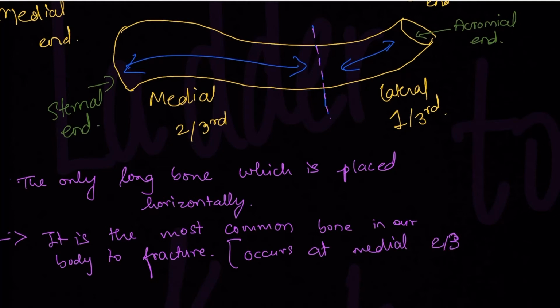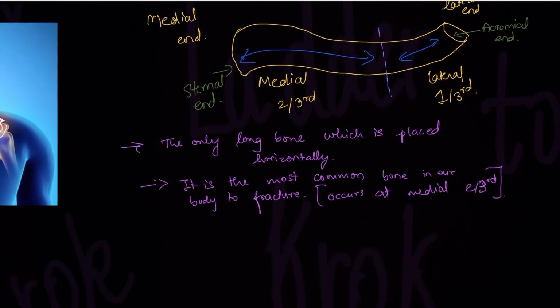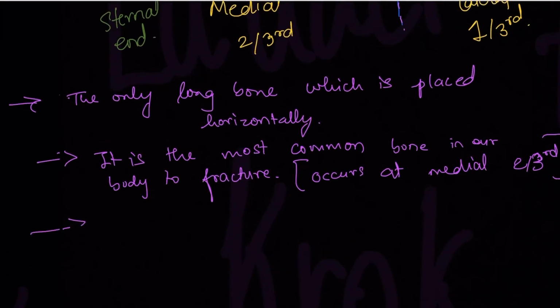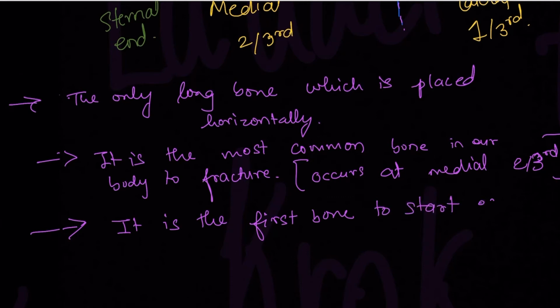Medial 2/3. Okay, and every bone is ossified, right? So it takes time for the bones to ossify. Children, small babies have brittle bones. So once they are ossified, they are known as strong bones, right? So ossification is where we are making the bone hardened and we are making it very strong. So it is the first bone to start ossifying in our body. It is the first bone to start ossification.